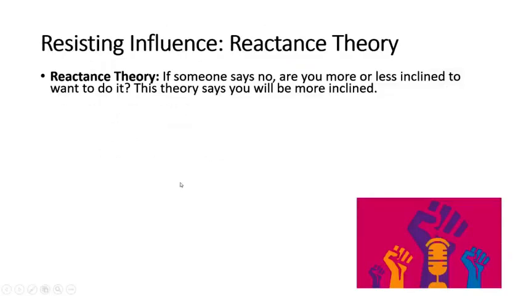And the final thing I talked to you about here today is resisting influence. So now that we know that others try to influence you, what are you going to do about not being influenced when you don't want to be? Reactance theory is the theory that describes what causes people to do this. You might ask, if someone says no, are you more or less inclined to want to do it? Think back to when your parents told you not to get your ears pierced or something like that. The theory says that you will be more inclined to do it if someone is pushing you against it.